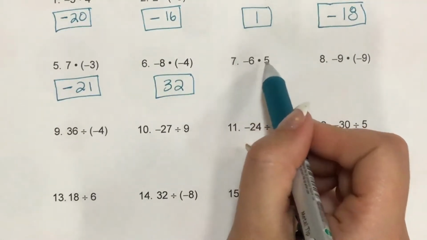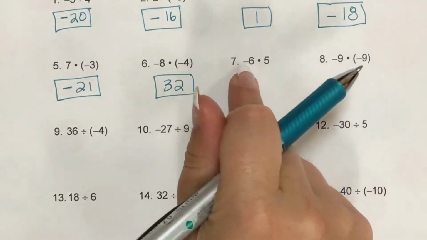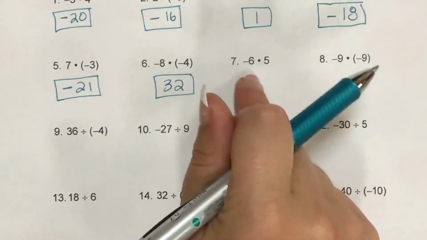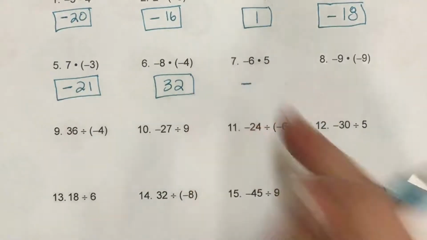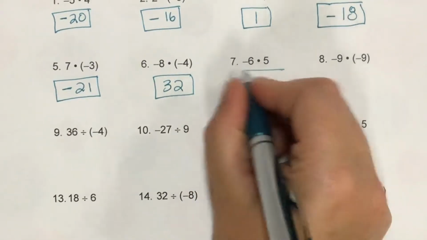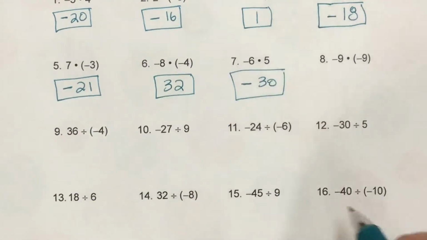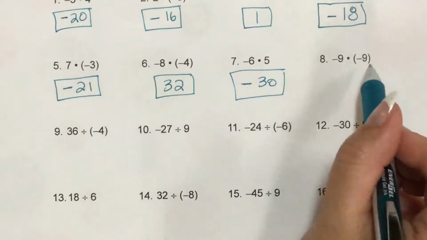We have negative 6 times 5. This is a negative, this is a positive. The signs are different, which means you're going to end up with a negative for your answer. And then you just go 6 times 5, which is 30. Okay, moving on to number 8, we have a negative 9 times a negative 9.